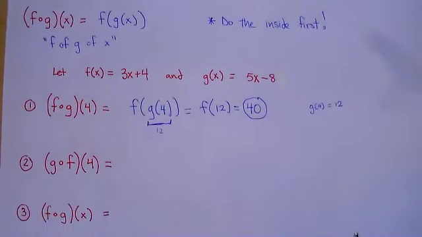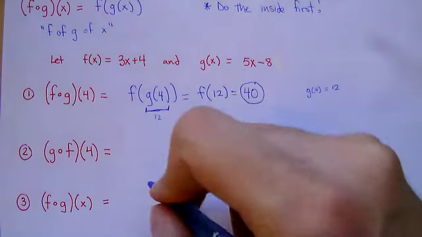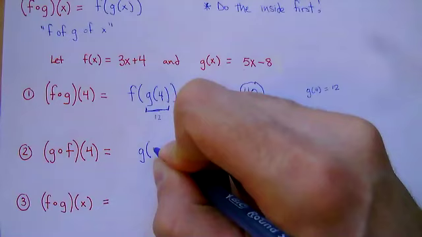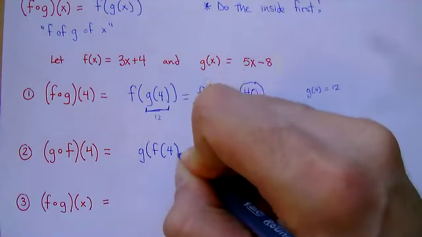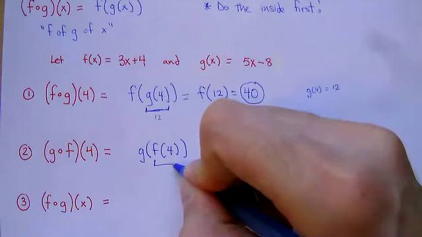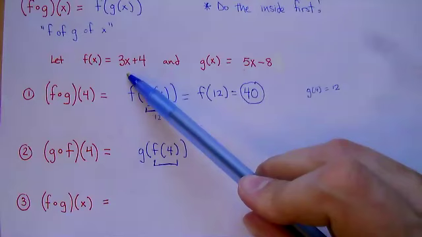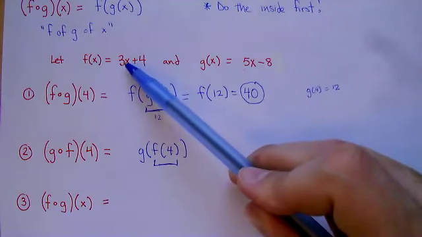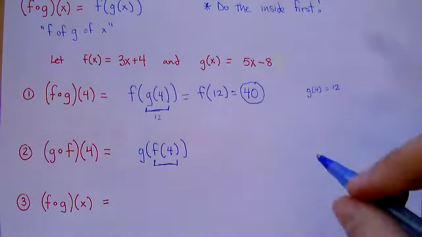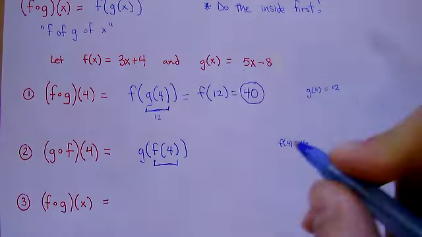For the second one, it's the same number, but the order is changed. Let's see if that actually makes a difference here. This would be g of f of 4. We want to do the inside part first. You always do the inside first. So we're going to figure out what f of 4 is equal to. This time we're going to the f equation and plugging in a 4 right there. 3 times 4 is 12, plus 4 gets us a 16. So f of 4 is equal to 16.